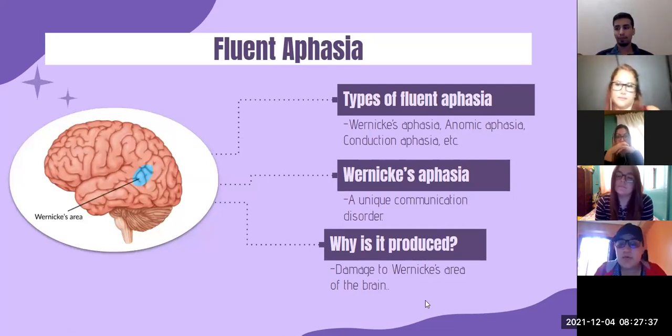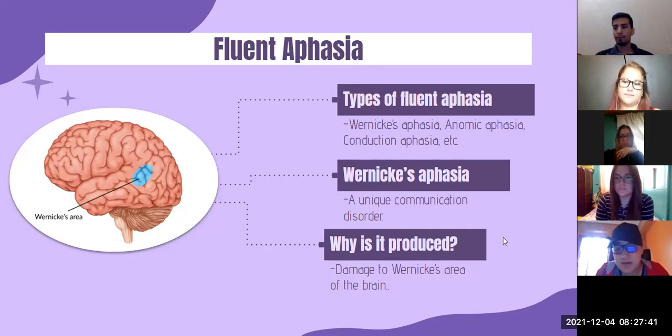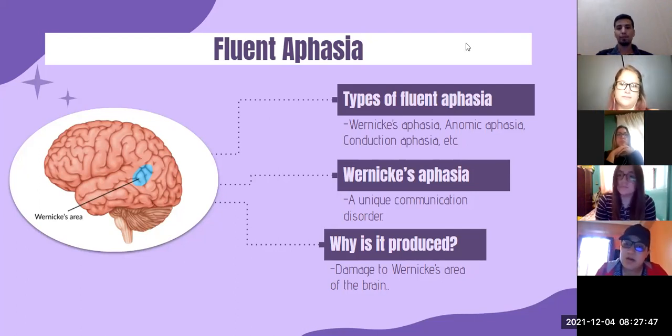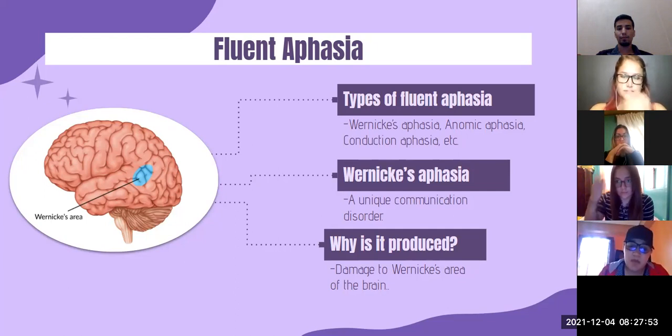Then we have the other type of aphasia that is called fluent aphasia. And this one results from damage to parts of the left cortex behind the central sulcus. And it is a unique communication disorder that may cause a person to say phrases that sound fluent but lack meaning.